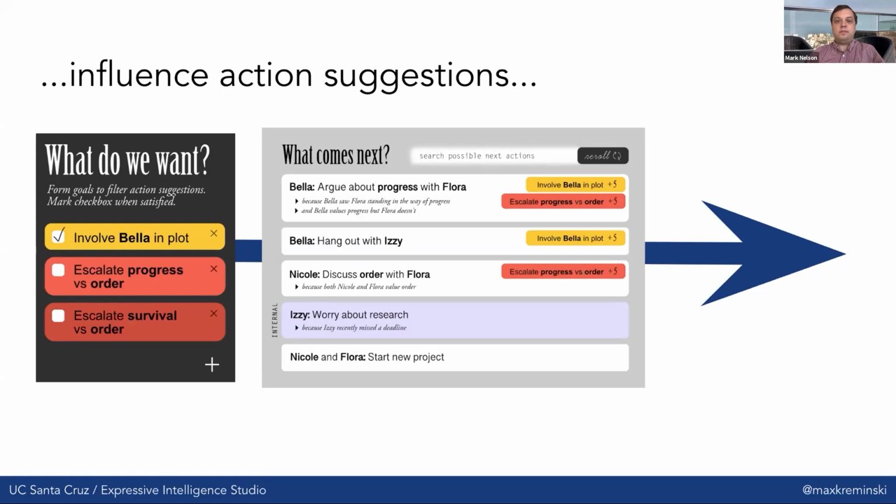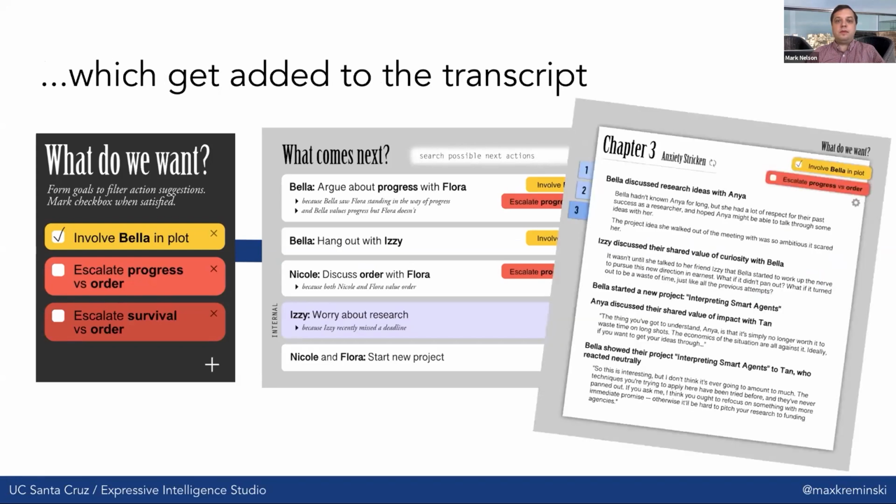And then when the players select one of these actions to have happen, it gets locked in and added to the transcript. So you see the bold sort of terse description of the action up top. And then again, the system or player generated description of the action, which is a freely editable text box below.